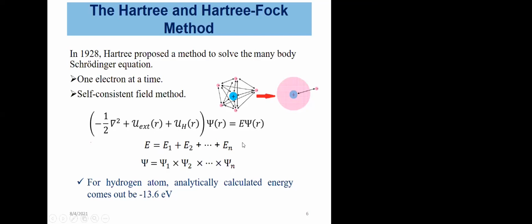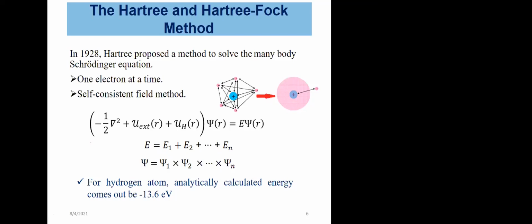So for n number of electrons, we will have n number of equations, because we are solving taking one electron at a time, and solving for all n electrons n number of times. And also the wave function for this n-electron system will be composed of n number of wave functions, one for each electron. So this method takes one electron at a time.